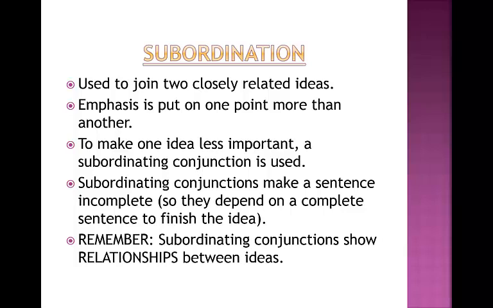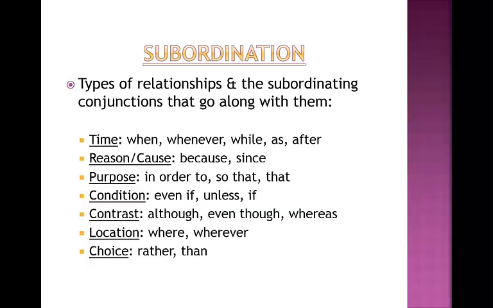Subordinating conjunctions will make a sentence incomplete, right? So they depend on a complete sentence to finish the idea. This is where the comma comes in a lot, okay? But what you need to remember here is that subordinating conjunctions show relationships between ideas within a sentence, not between sentences like coordinating conjunctions do.